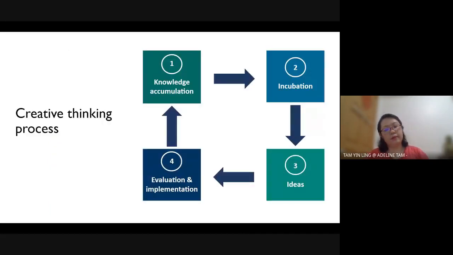So, let's look at the creative thinking process. Creative thinking process starts from knowledge accumulation. Maksudnya, kamu mengumpul maklumat dan pengetahuan.